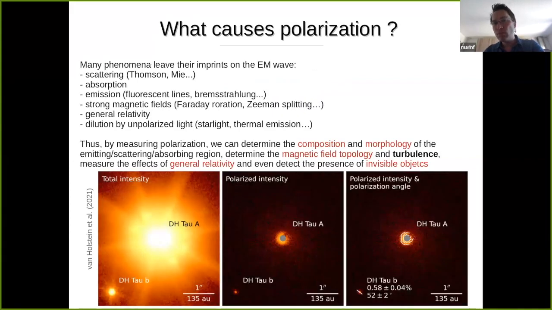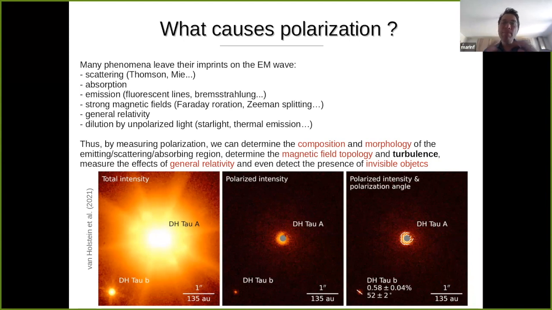So why is it interesting to look at the polarization of light? Because we are used to just the pure intensity. We can make spectroscopy, we can make photometry, we can make timing, you can make images with the pure intensity of light. So why look at this polarization of light?